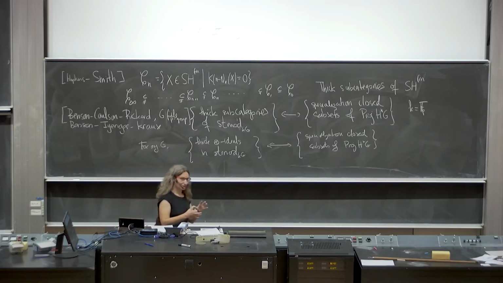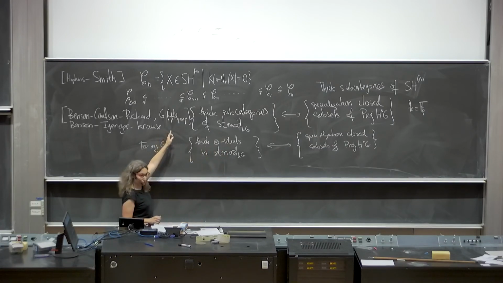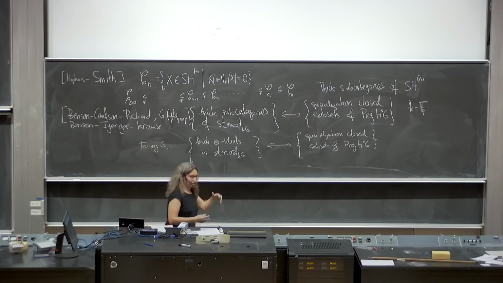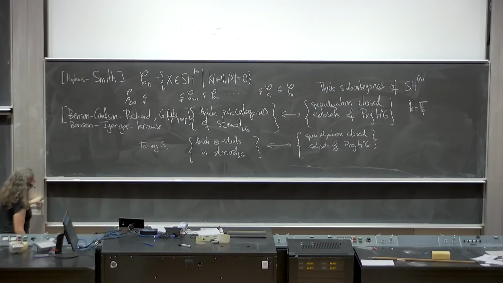it's monogenic. This category is generated by a compact object, and what happens is that all thick subcategories are tensor ideals for free. So you don't need to write the tensor ideal here because it's for free, right? But if G is not a finite p-group, the stable module category doesn't have a single generator, and then you need to write tensor ideal here, right? So now I could correct this.